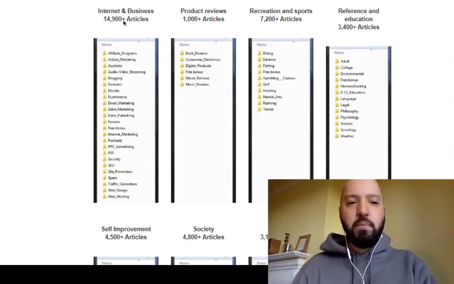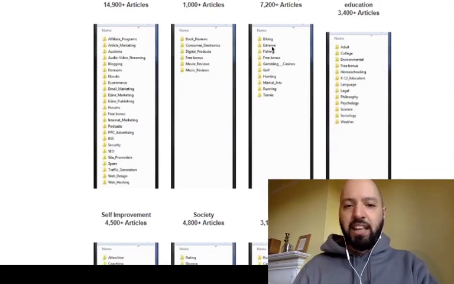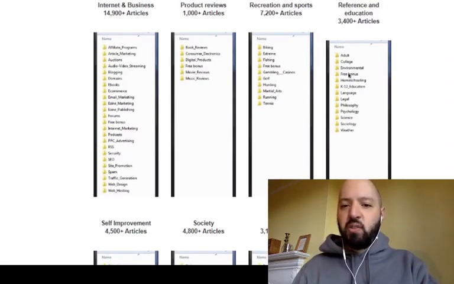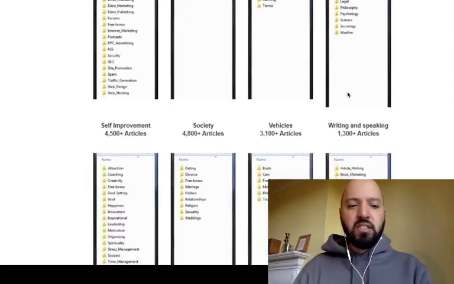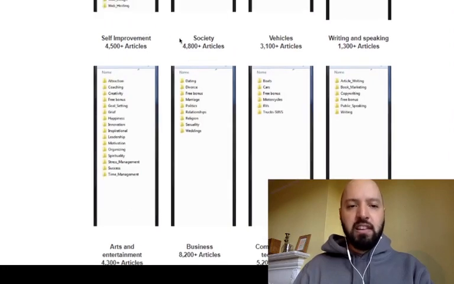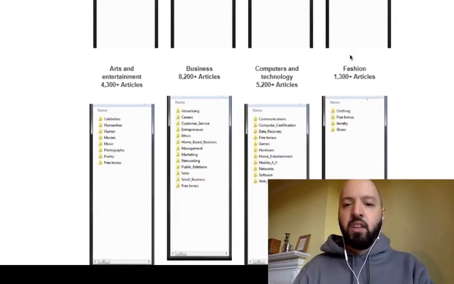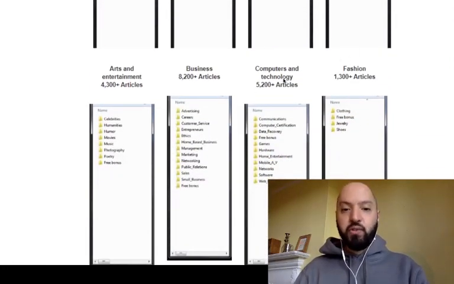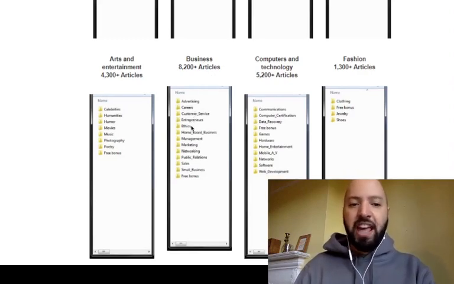You can see here, internet and business, you're going to get 14,900 articles. I've got 1,000 articles on product reviews, 7,000 articles on recreation and sports: biking, fishing, gambling, golf, hunting, martial arts, running, tennis. Reference and education, so these are articles on K-12 education, homeschooling, environmental, college, adult, philosophy, psychology, science, sociology, legal. Really great articles which you can spin. I've got articles on self-improvement, society, vehicles, writing and speaking, fashion, 5,000 articles on computers and technology, 8,000 articles on business, advertising, careers, customer service, entrepreneurship, ethics, management.